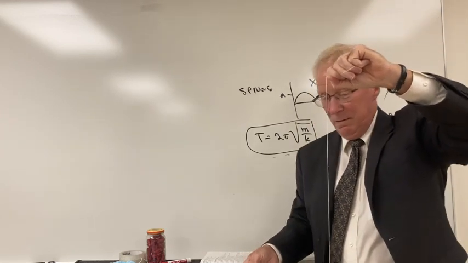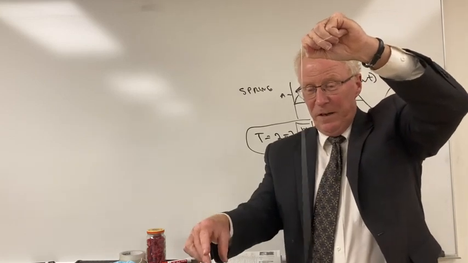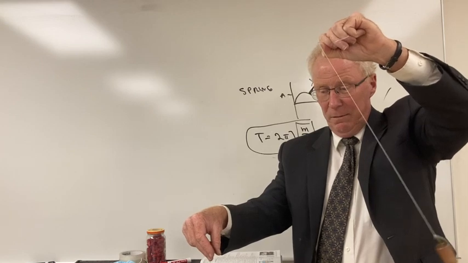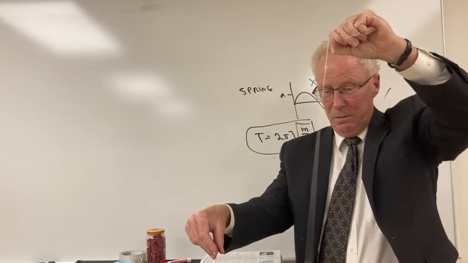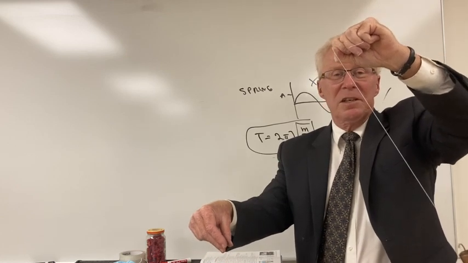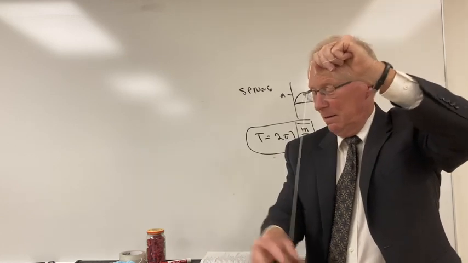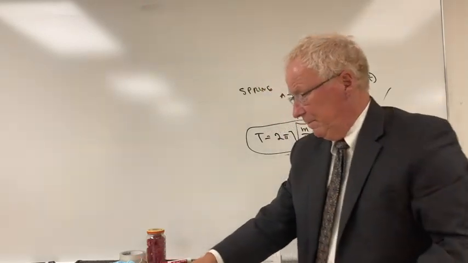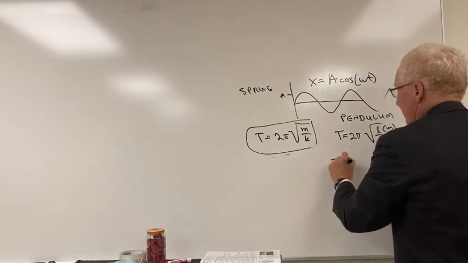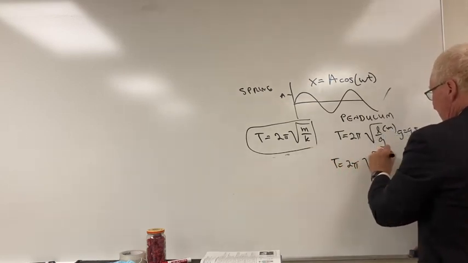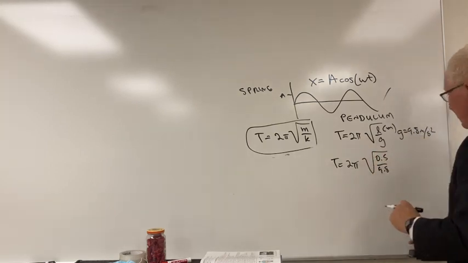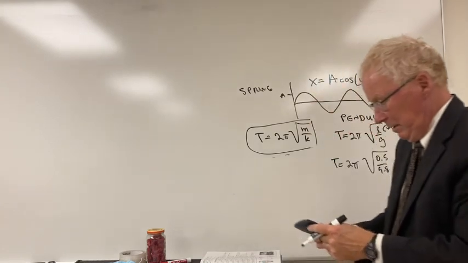So roughly half a meter, so 0.5. So it's a little over a second, I'd say about a second. So what would it be? The period would be 2 pi times the square root of 0.5 over 9.8. Now let's go back to our calculator.